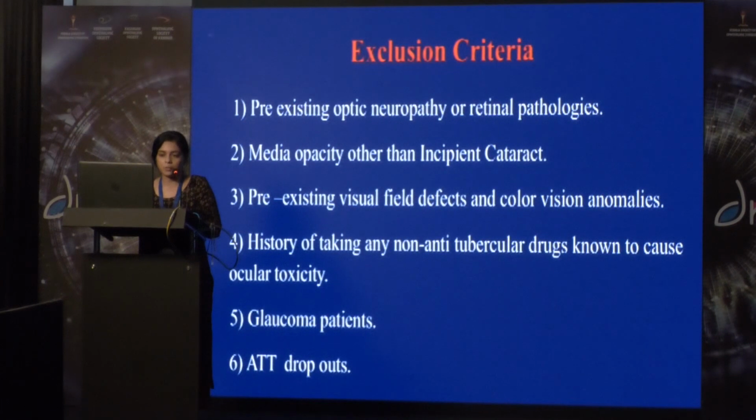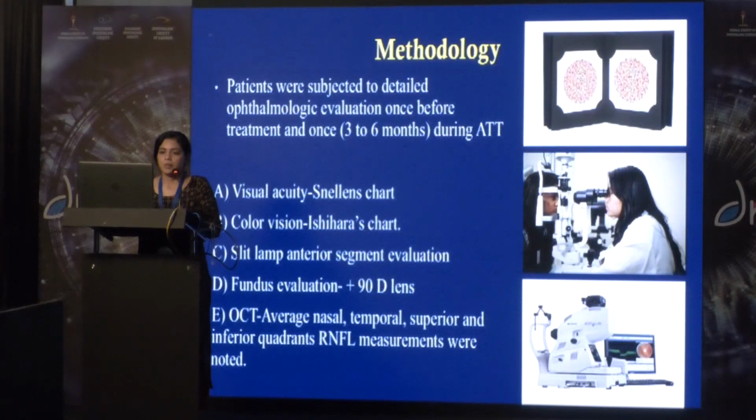Exclusion criteria include pre-existing optic neuropathy or retinal pathologies, media opacity other than incipient cataract, pre-existing visual field defects and color vision anomalies, history of taking any other non-anti-tubercular drugs known to cause ocular toxicity, glaucoma patients and anti-tubercular treatment dropouts. My methodology: patients were subjected to detailed ophthalmologic evaluation once before the treatment and once during treatment. Visual acuity is done using Snellen's chart, which was later converted into logMAR.